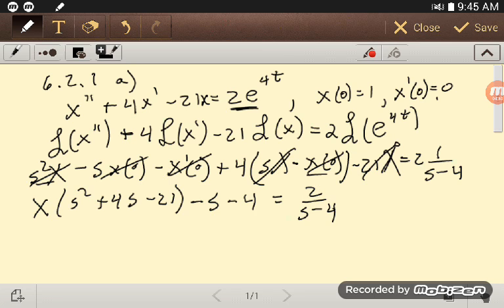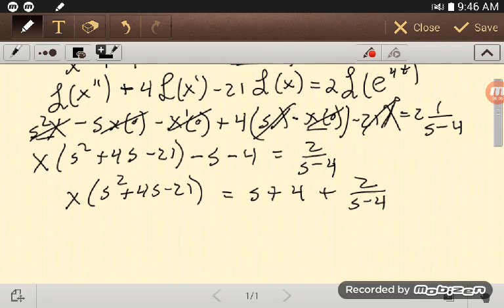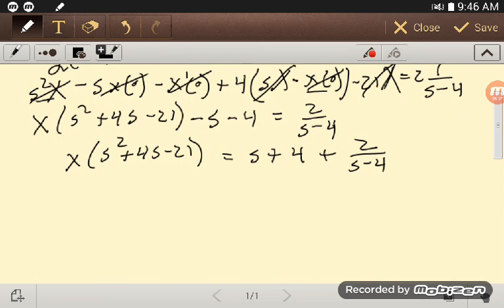And so now I can move the s and the 4 over, so I have X times my polynomial there, s squared plus 4s minus 21 is equal to s plus 4 plus 2 over s minus 4. So all this is great. Now here's where it gets mighty ugly.